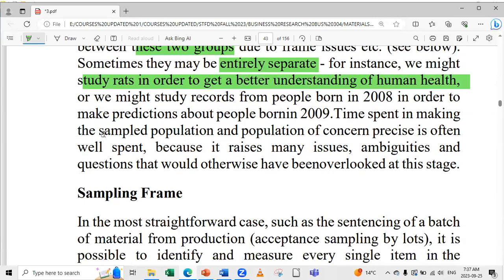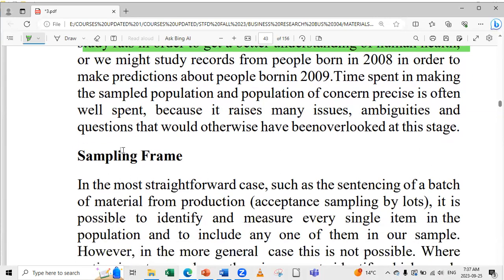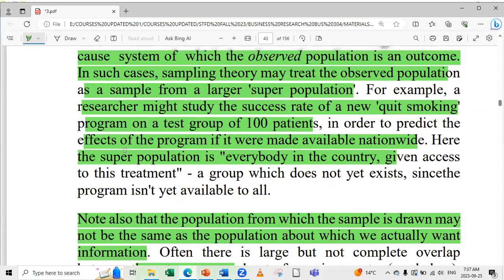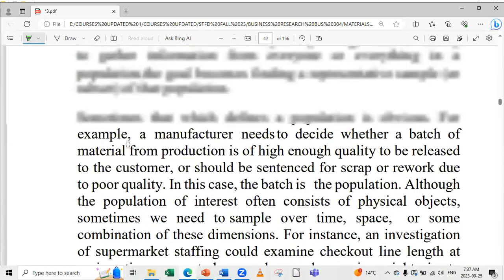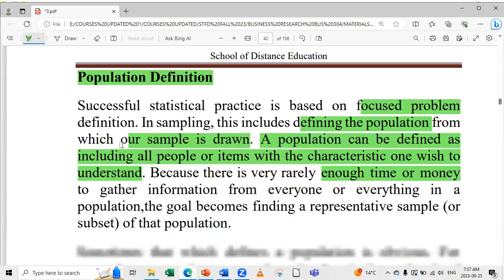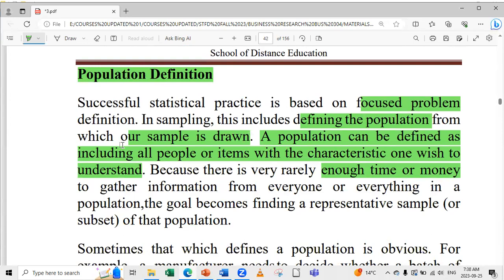Time spent in making the sampled population and the population of concern precise is often well spent because it raises many issues, ambiguities, and questions. So now we know from this paragraph, the first thing is to define your population. Defining the population: the population is all the units, like I wrote a moment ago, all the units from which you will draw your sample, with the characteristic which you are studying.